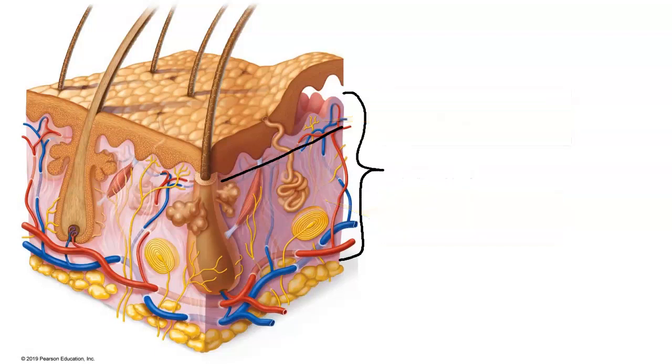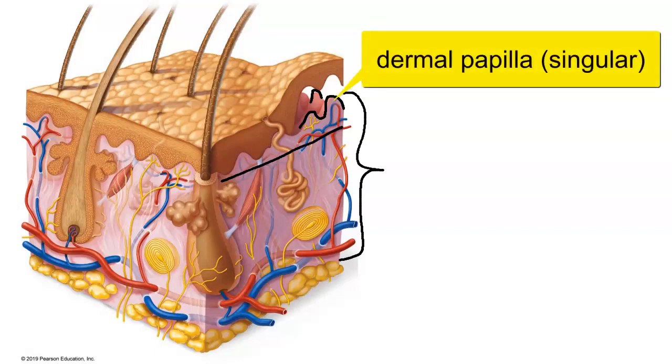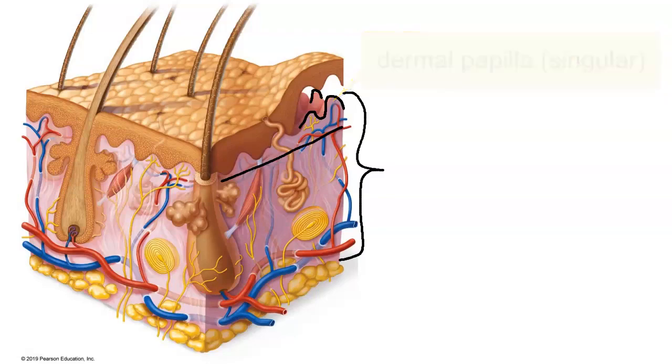Taking a look at the papillary layer, do you see how the dermis sends these projections up into the epidermis? Those projections are called dermal papillae, and that whole region is named after the dermal papillae. Let's first take a look at the papillary layer of the dermis, and then we'll take a look at the reticular layer of the dermis.